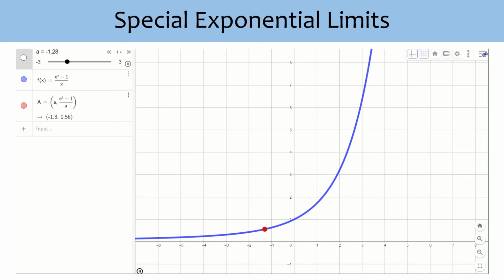Now, why is that so? Remember that when we evaluated the function at x equal to 0, the function becomes indeterminate, not undefined, because if it was undefined, it would have been an asymptote. But because it's indeterminate, it becomes a hole.